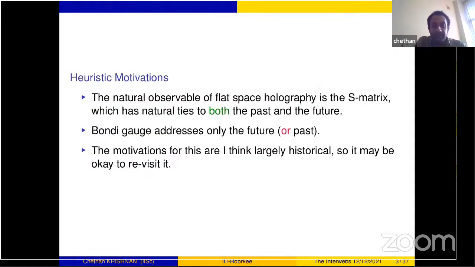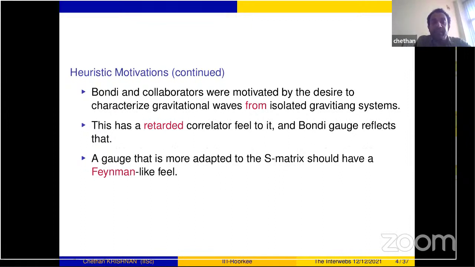And the motivation, there are a bunch of motivations. The first is that the natural observable for flat space holography is the S matrix, which has natural ties to both past and future. Bondi gauge addresses only the future or the past: the future Bondi gauge addresses one and the past Bondi gauge addresses another. The choice that Bondi and his friends made long ago is largely historical, and it's motivated fundamentally from the need to understand gravitational waves back in the day. They wanted to look at a gauge where you could look at isolated gravitating systems from which gravitational waves were being detected at infinity.